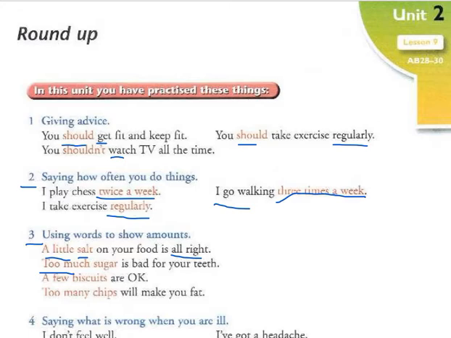For uncountable nouns like sugar, salt, water. For example, we say too much sugar, too much water, too much milk is bad for your teeth. You should use little sugar. Little sugar is good for your teeth, not too much.